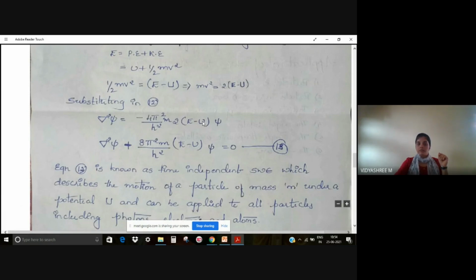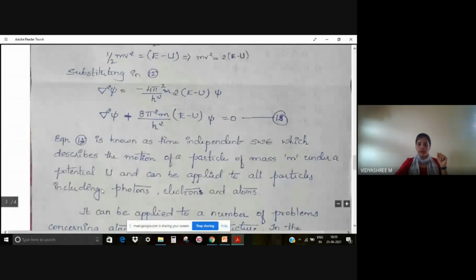The terms on the right hand side we will bring to the left hand side, and we get del square psi plus 8 pi square m by h square into E minus U psi is equal to 0. This particular equation 13 is called the time independent Schrodinger wave equation, which describes the motion of a particle with mass m under potential energy U. This equation can be applied to all particles like photons, electrons as well as atoms. This equation 13 is important.